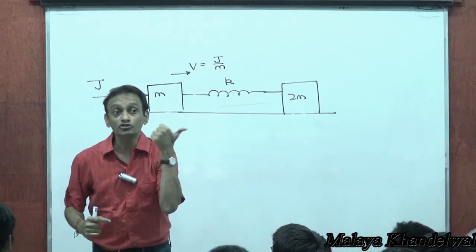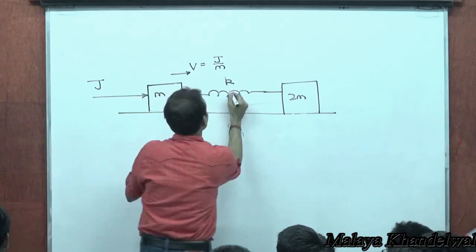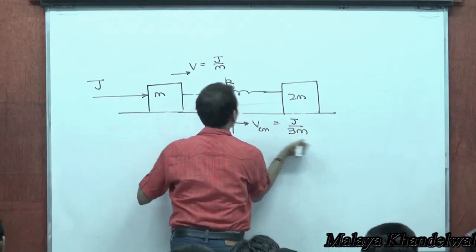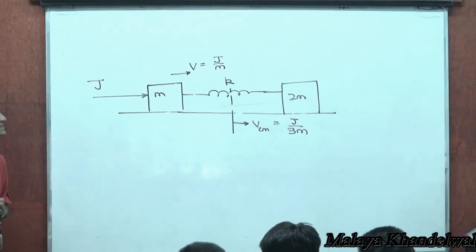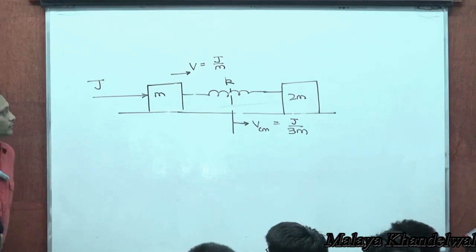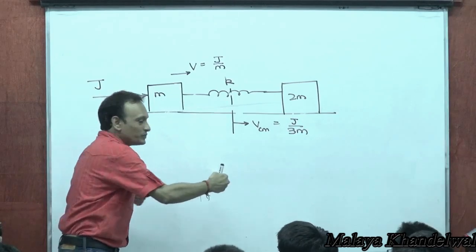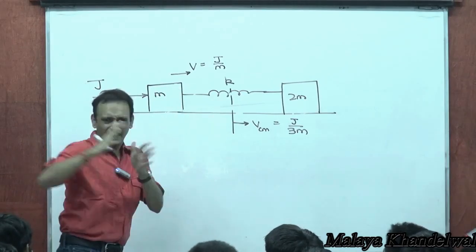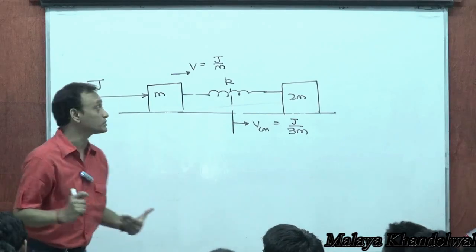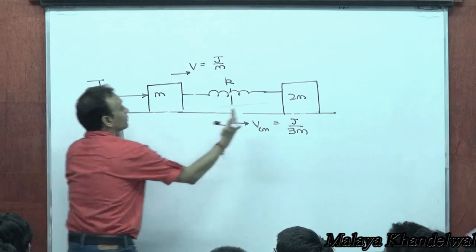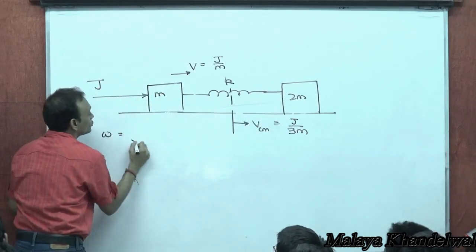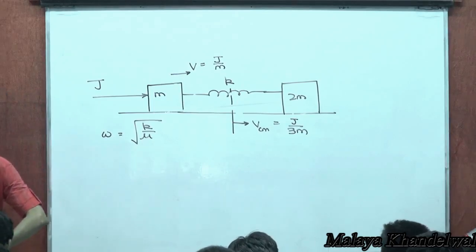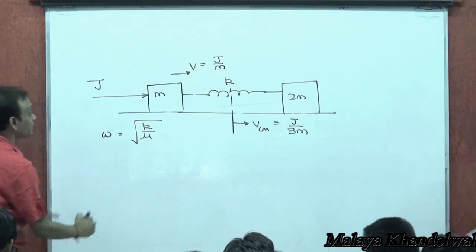The center of mass will feel the impulse J. The center of mass will develop a velocity which would be J by 3M. That's the velocity of the center of mass. So now what would happen? There would be translation as well as oscillation, right? Like before, it would reduce to a system that we've already investigated, and the omega of oscillation would be root k divided by mu. Use the reduced mass of the system, M into 2M divided by 3M.